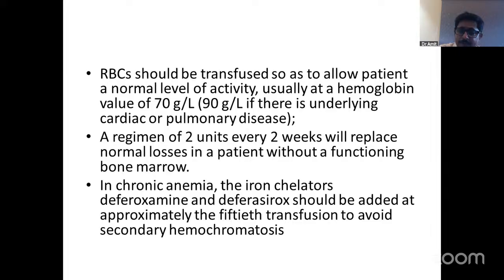RBCs should be transfused to maintain a hemoglobin of more than 7 grams, and 9 grams especially in patients who have cardiac or pulmonary disease. A regimen of 2 units every 2 weeks will replace normal losses in patients without a functioning bone marrow. Even if the bone marrow is not functioning, you have to transfuse 2 units every 2 weeks. In chronic anemia, iron chelators like desferrioxamine or deferasirox have to be used after the 50th transfusion to avoid secondary hemochromatosis.